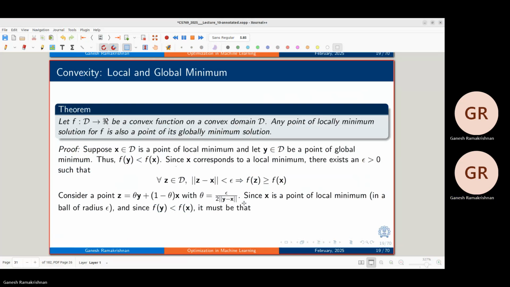So this Z is theta y plus 1 minus theta x, where theta is epsilon by 2 norm y minus x. Now the rest is simple. Since f of y is less than f of x, now apply conditions of convexity. Why don't you try writing? Simple.